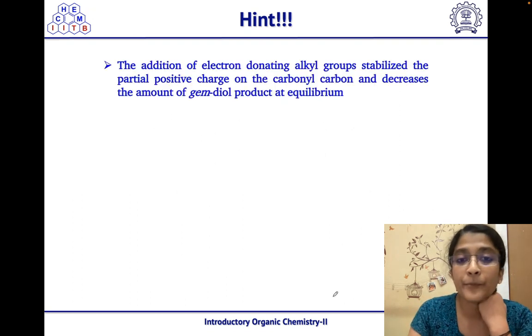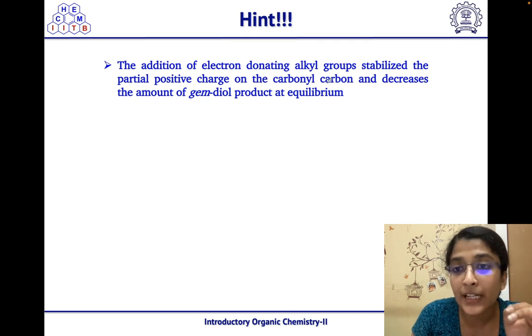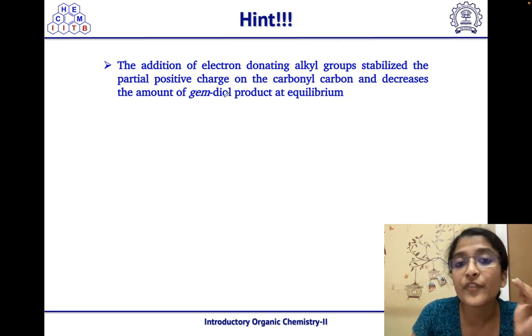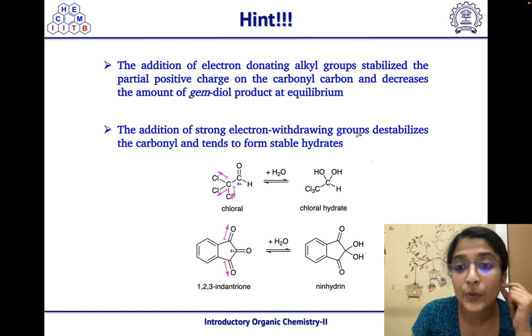As we can see, the addition of electron donating alkyl groups, which stabilize the positive charge on the carbonyl carbon, decreases the amount of gem diol product at equilibrium. So hydrate formation will be much less facile when there are electron donating alkyl groups present in the system. The addition of strong electron withdrawing groups destabilizes the carbonyl group and tends to form stable hydrates.